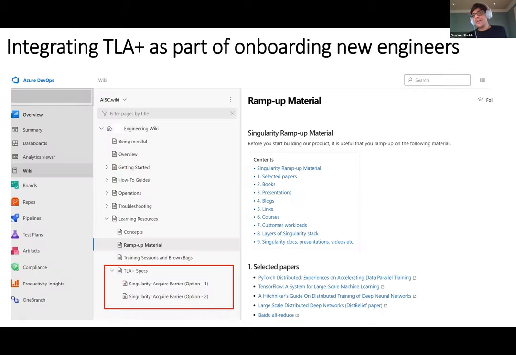The other thing we have done, in order to spread the understanding of TLA Plus within the team, one of the things that has worked is when we onboard a new hire on the team, we have a team wiki and we upload all the specs. So people contribute to TLA Plus specs. There's a Teams channel where they discuss the specs that they have contributed. And so this has also worked.